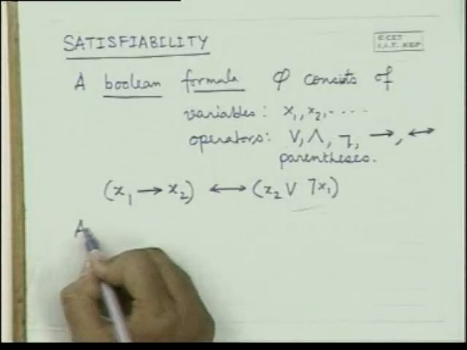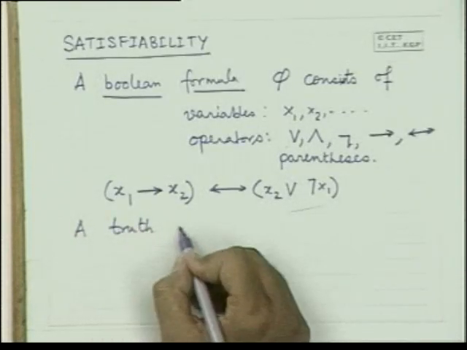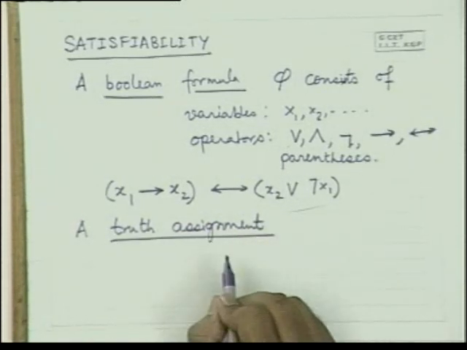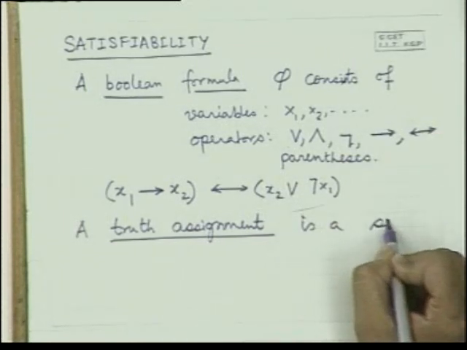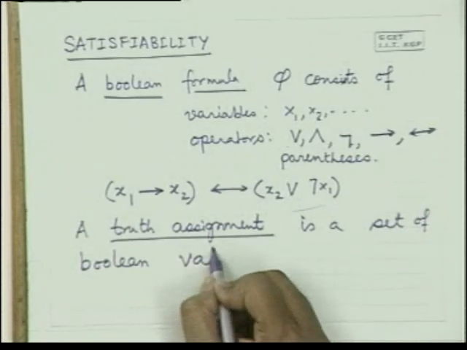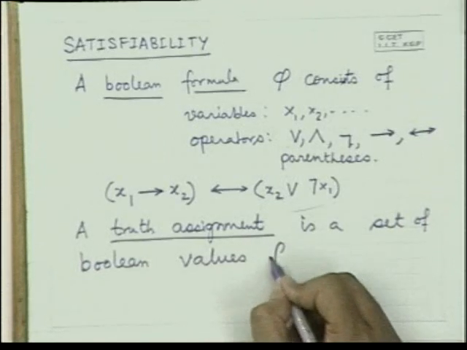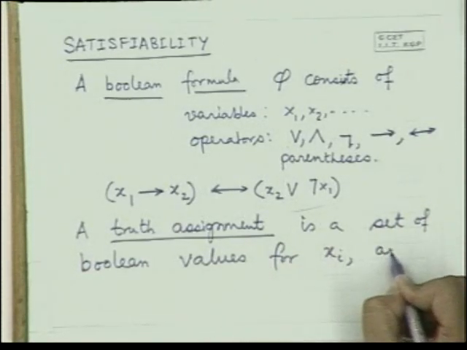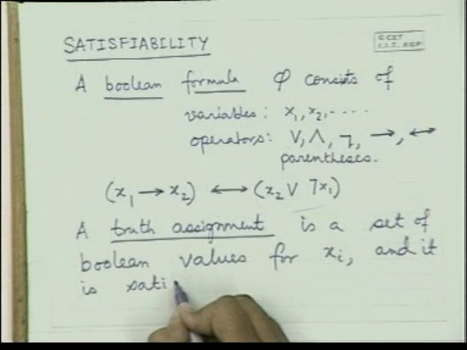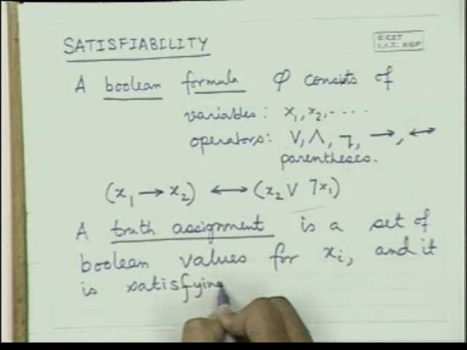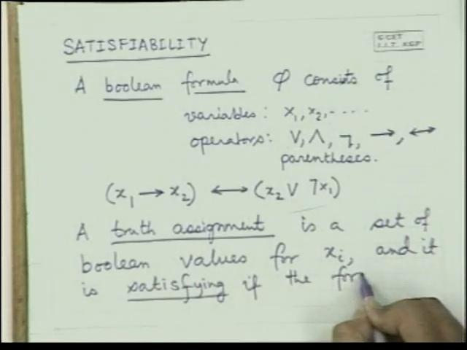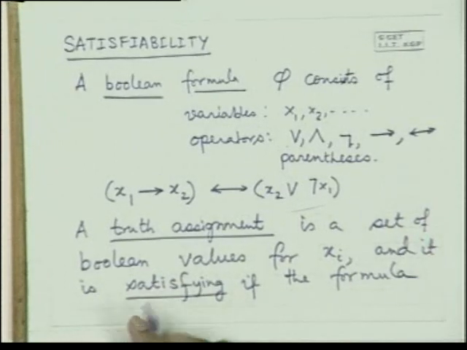With that, we say a truth assignment, the name says it, is a set of Boolean values for the xi, and it is satisfying if the formula evaluates to 1.